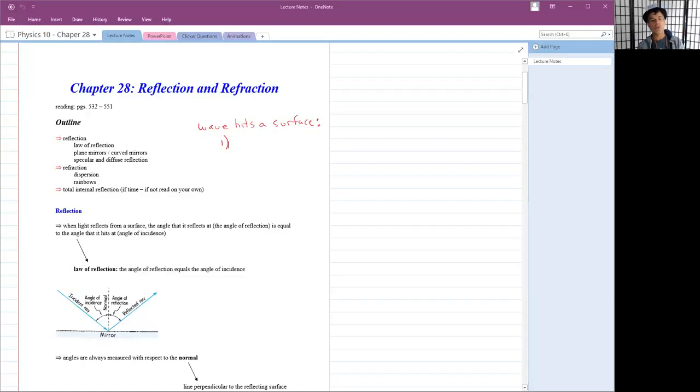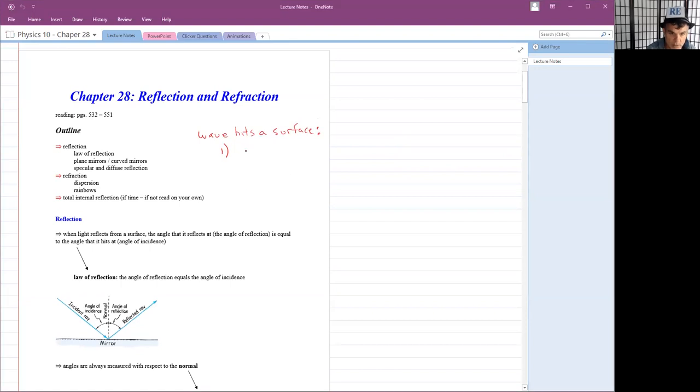Okay, so chapter 28 is the last chapter we're covering. I'm going to do about half of it today, half of it on Thursday. And just as a little recap, anytime a wave hits a surface, so it could be a sound wave, could be a light wave, three possibilities for what's going to happen. One, that wave can get absorbed. Two, that wave can get reflected. Three, that wave can get transmitted through.